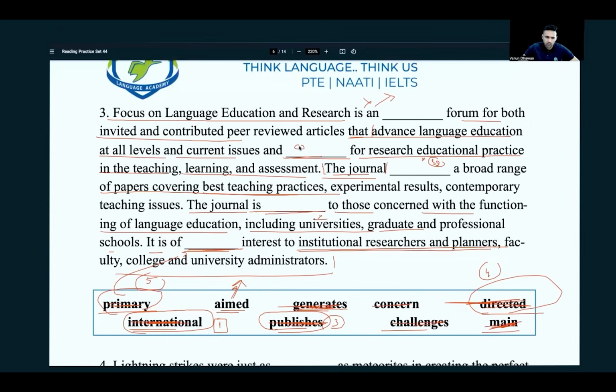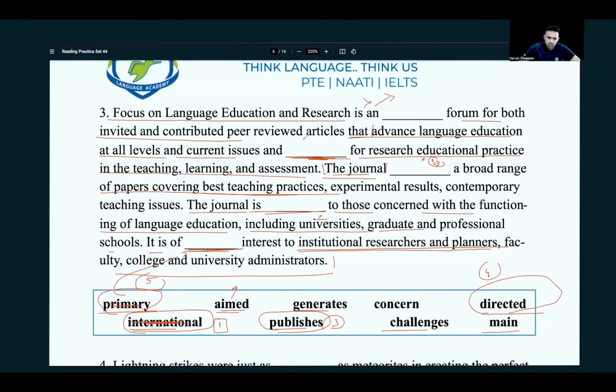So what is the meaning of the passage here? Focus on Language Education and Research is an international forum for both invited and contributed peer-reviewed articles that advance language education and current issues and aimed for research educational practices. What is the aim? The aim is to provide a platform for research on the educational practices in teaching. The journal publishes a broad range of papers. The journal is directed to those concerned with functioning of language education and it is of primary interest. All right, we are left with this one.